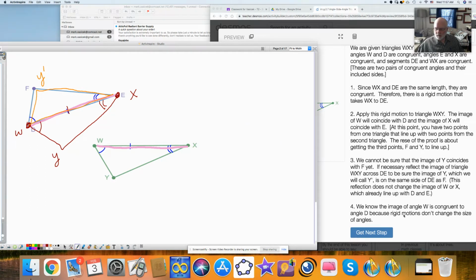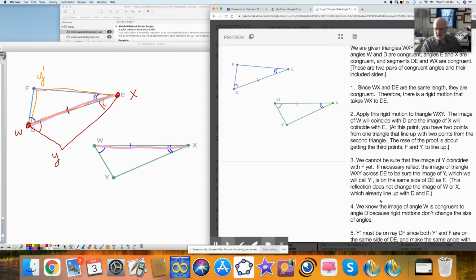We know that the image of angle W is congruent to angle D because rigid motions don't change the sides of angles. Well, this angle W is one tick here, and D is here. And when we move this over, these are the same angle. Yeah, well, I don't have to mark anything there.